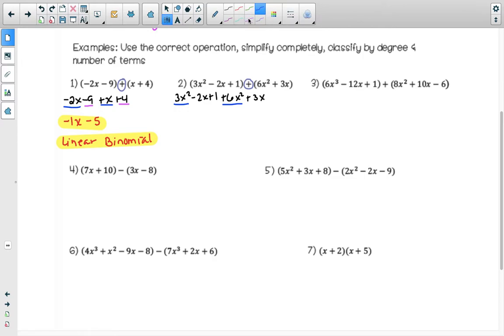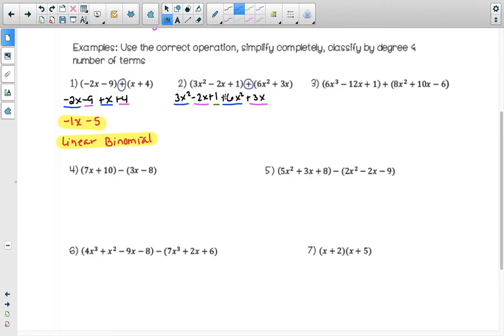Then we look for the next exponent, down from 2 would be 1. We have a negative 2x that has an exponent of 1. And then we have another 3x, which has an exponent of 1. And then lastly, we have a constant of 1, and there's nothing else that goes with that. So now that we have all of our terms recognized, let's put them together.